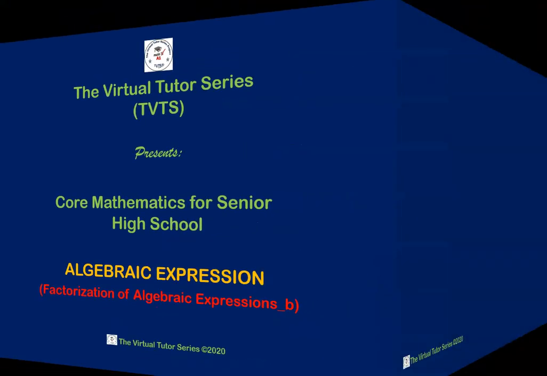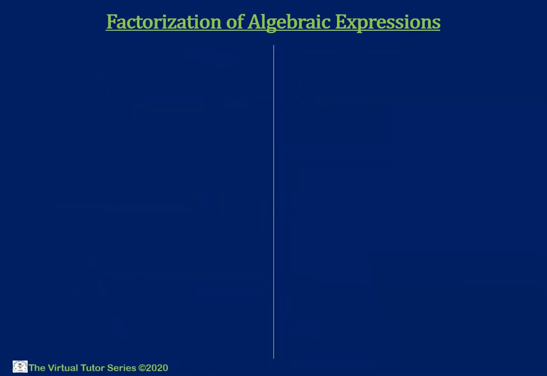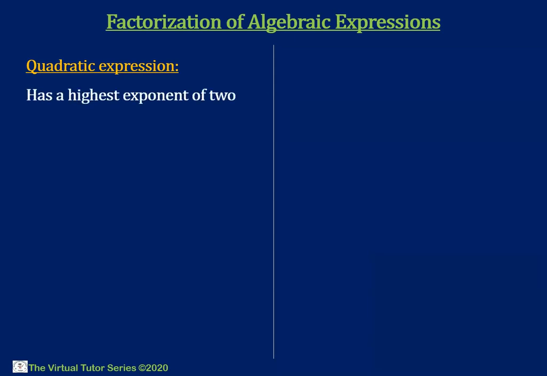Before we proceed, let's try to understand the following three key terms. 1. Quadratic expression. This is an algebraic expression whose highest exponent is 2. Examples are x squared minus 4 and x squared plus 7x plus 10.